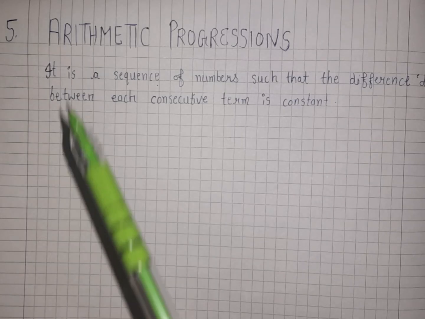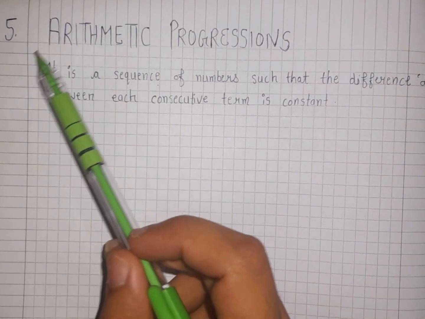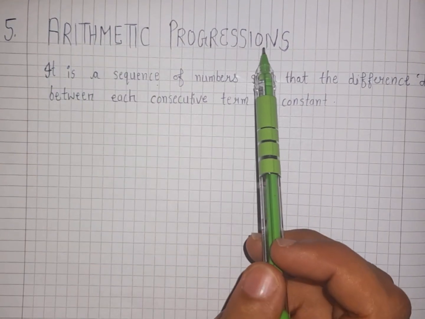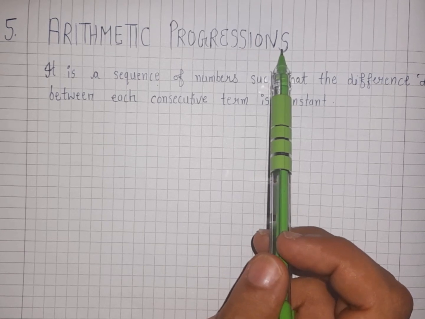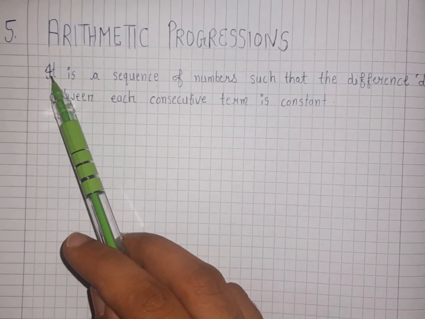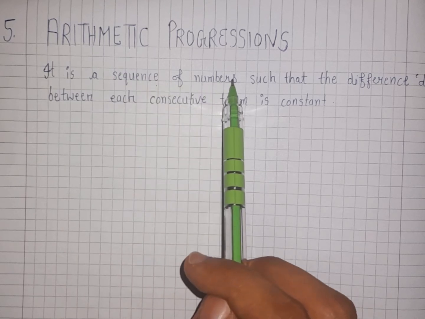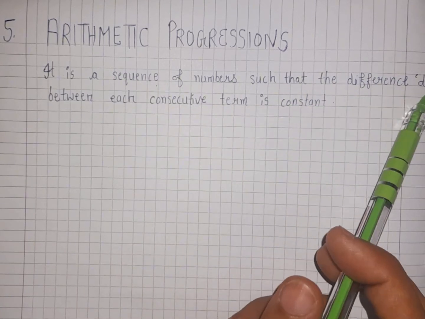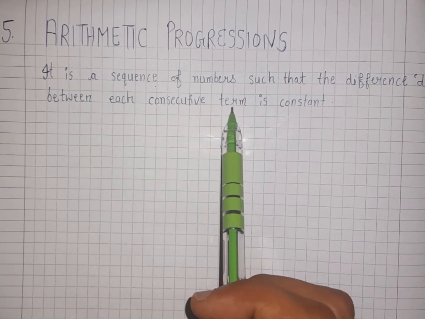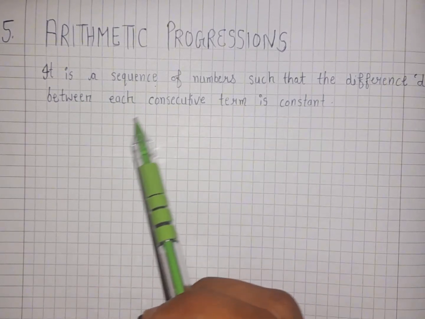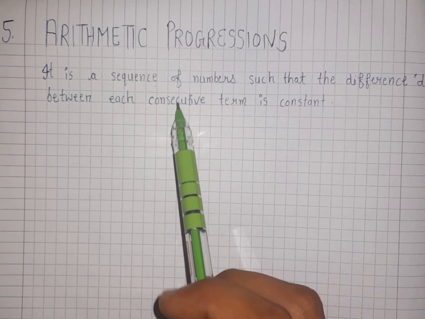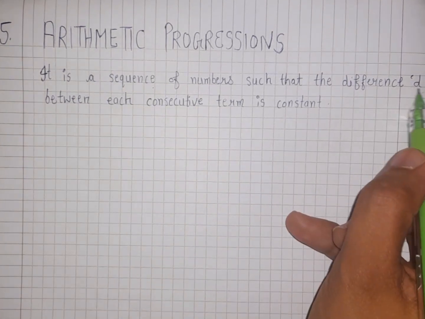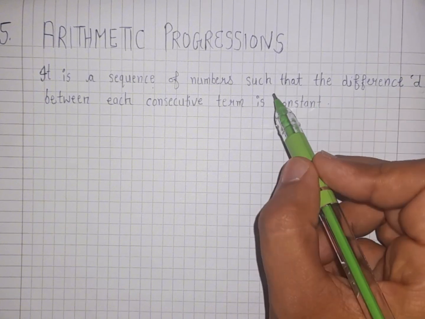Hello everyone. Today we are going to start the 5th chapter, arithmetic progressions. First of all, what is an arithmetic progression? An arithmetic progression is a sequence of numbers such that the difference d between each consecutive term is constant. That is, each term is obtained by adding a fixed number d to the preceding term.